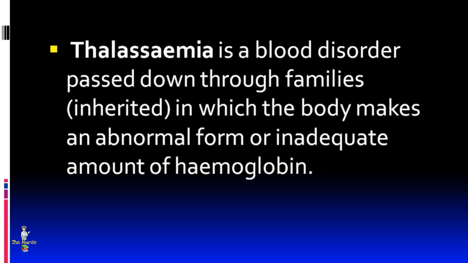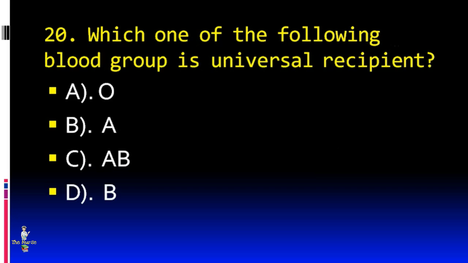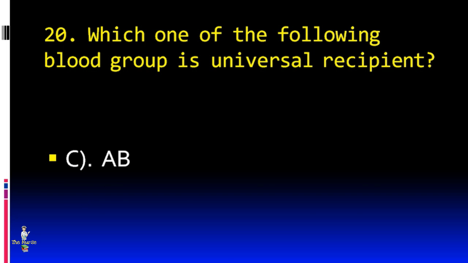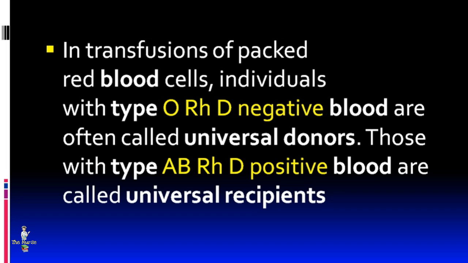Thalassemia is a blood disorder passed down through families in which the body makes an abnormal form or inadequate amount of hemoglobin. Next question. Which one of the following blood group is universal recipient? O, A, AB group or B group? The correct answer is AB group. In transfusions of packed red blood cells, individuals with type O RhD negative blood are often called universal donors. Those with AB RhD positive blood are called universal recipients. Next question.